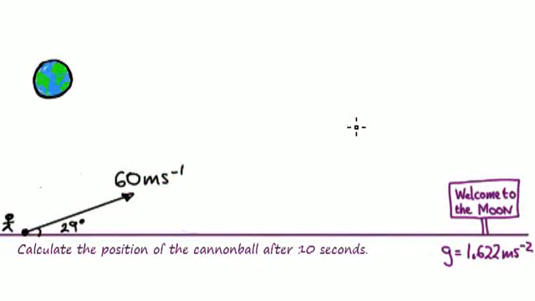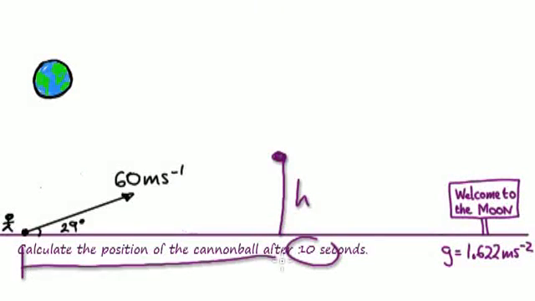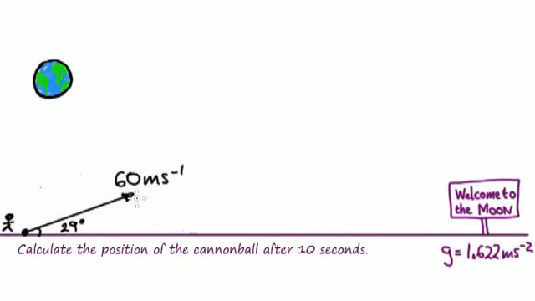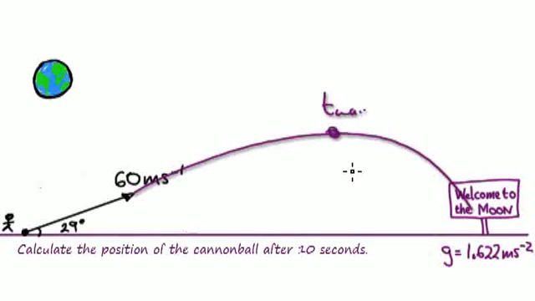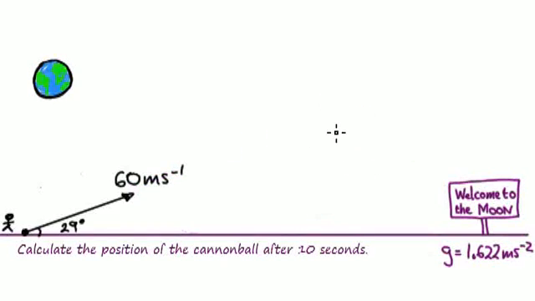Just by looking at this problem, you have no idea where T max is, and you're asked to find out the height of the cannonball, let's say it's here, and the distance of the cannonball after 10 seconds. But given this problem, you have no idea whether t equals 10 is before T max or after T max. So the first thing you should do is work out the time it takes to get to maximum height, just so that you can get a rough idea of what's going on.